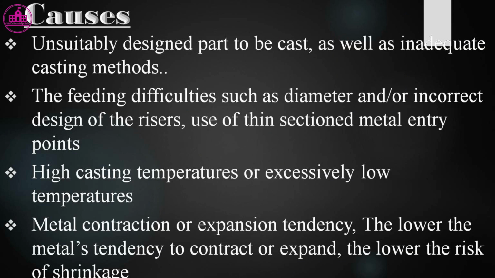Causes of shrinkage. Unsuitably designed part to be cast, as well as inadequate casting methods. The feeding difficulties such as diameter and/or incorrect design of the risers, use of thin-sectioned metal entry points. High casting temperatures or excessively low temperatures. Metal contraction or expansion tendency: the lower the metal's tendency to contract or expand, the lower the risk.